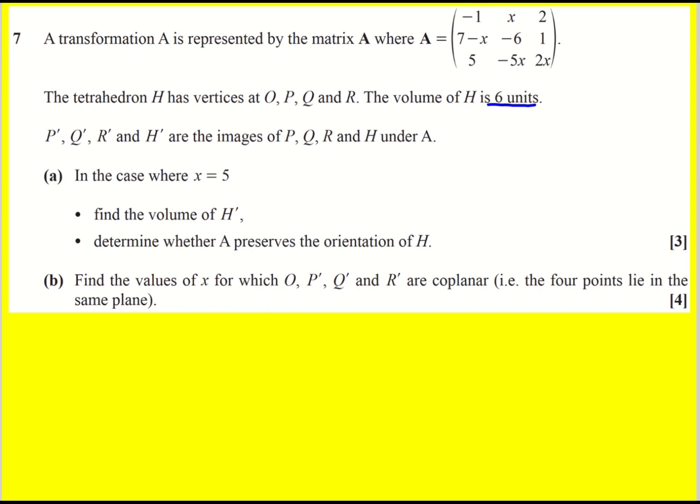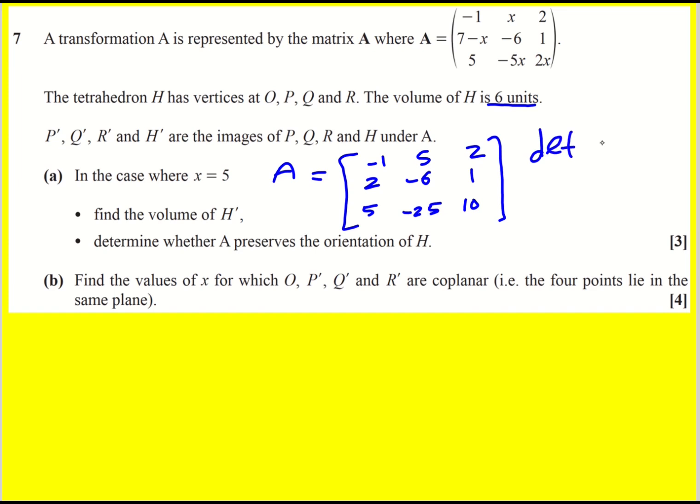So we're going to need to look at the determinant of A to find the volume scale factor. When x is equal to 5, this matrix A is then going to become -1, 5, 2, 7 minus 5, and minus 6, 1, 5, minus 25, and 10.